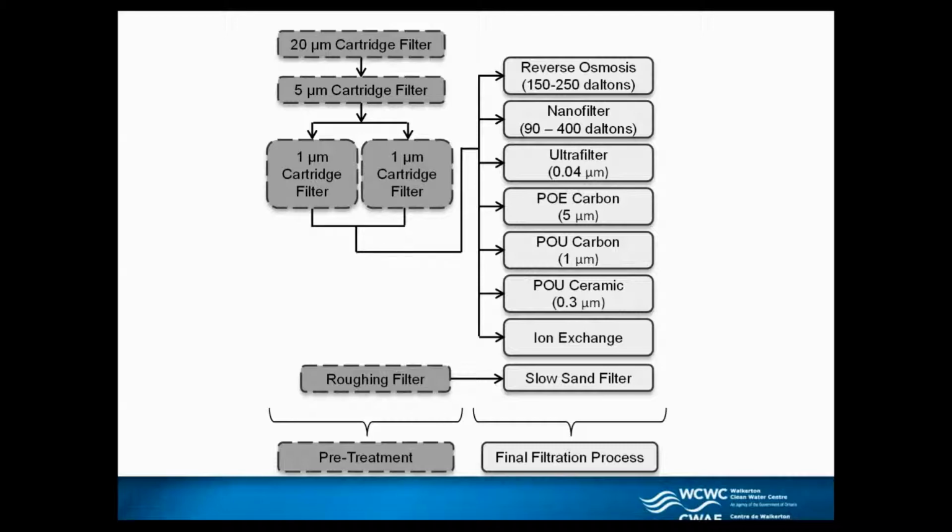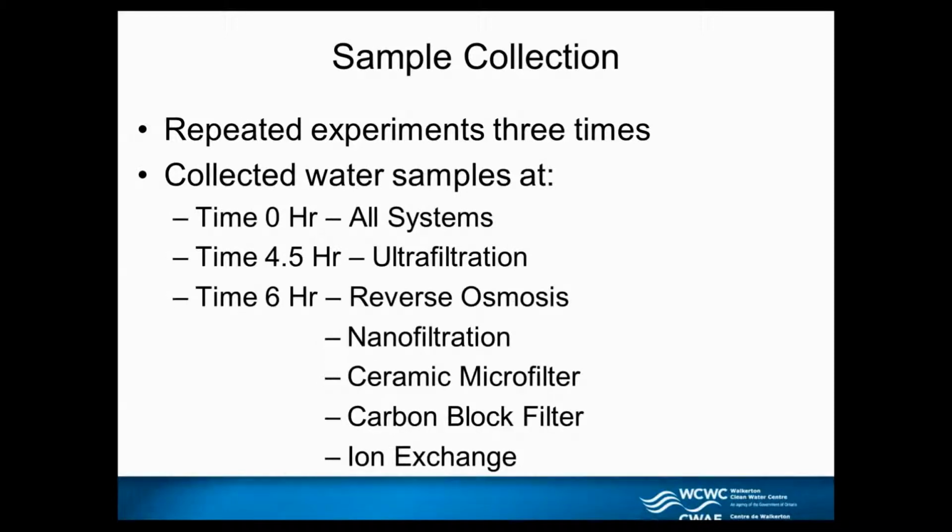So we repeated these experiments 3 times. We ran the water through the unit 3 times. We collected water samples at time 0, which was essentially 15 minutes after we had started, to allow for enough water to pass through all of the units to treat it as time 0. Then we sampled our ultrafiltration at 4.5 hours, and then the remaining treatment processes we sampled at 6 hours. That was just due to the fact that we wanted to make sure we had enough water to do 3 whole runs. So ultrafiltration was using quite a lot of water, so we cut that off earlier than the remaining technologies.